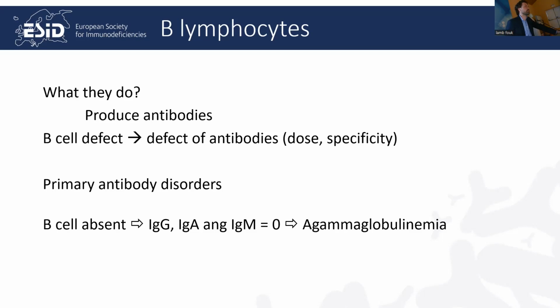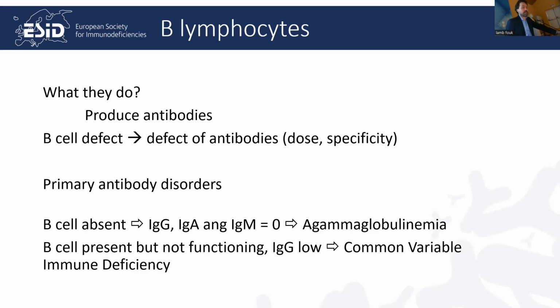And you have two main kinds. One is when the B cell is completely absent, so immunoglobulins are all zero, and you have agammaglobulinemia, which is quite a Greek word, so you should be able to decode it a lot better than I can. When the B cells are present but not really functioning, and so IgG is low, you call it common variable immune deficiency.